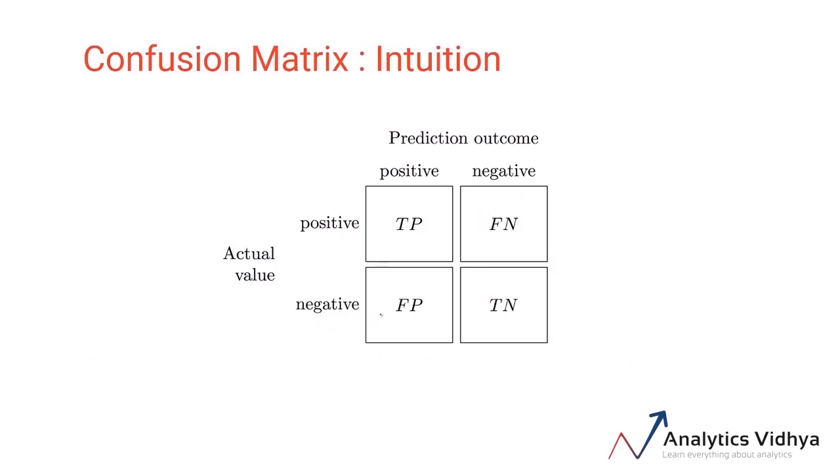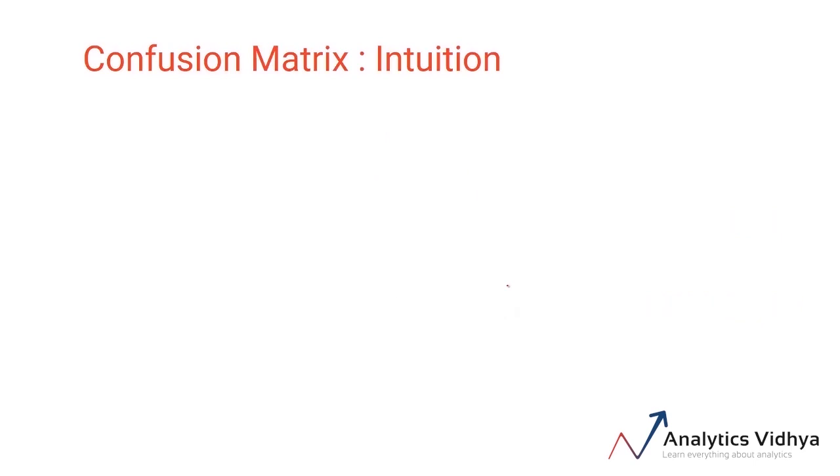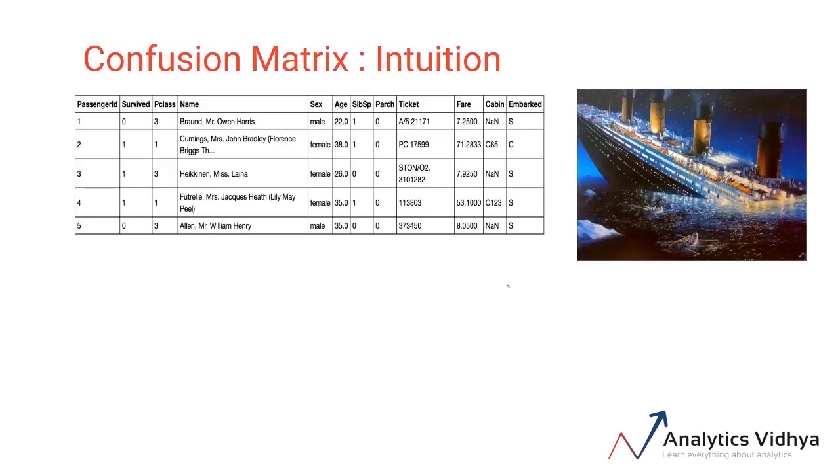So the total number of actual positive values is given by true positive and false negative, while the total number of actual negative values is given by false positive and true negative. Now that we have understood the notation, what they mean, and how to write them, let us solve an example to solidify our understanding. I'll pull up the Titanic dataset again since we are quite familiar with it by now.